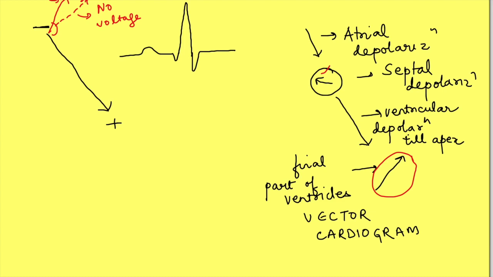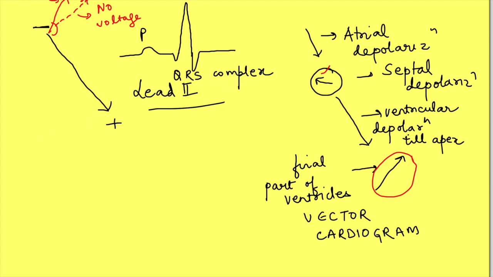So what have we just drawn? We've actually drawn a lead 2 ECG. The direction of the lead shown here is lead 2, and we have just drawn the waves of the ECG, the P wave and the QRS complex, which represent atrial and ventricular depolarization respectively.